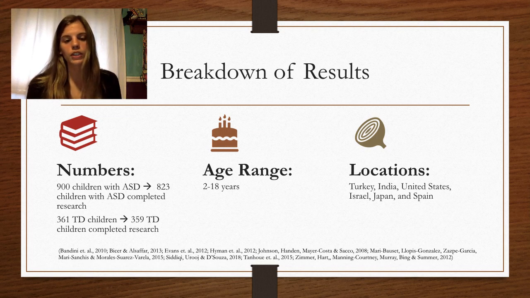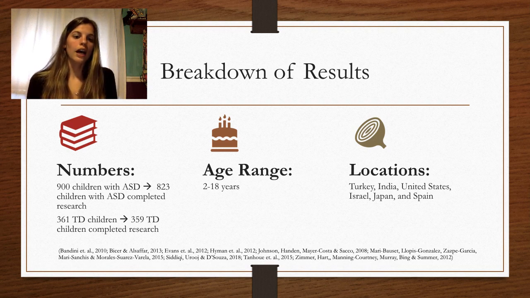The age range of participants across each article was 2 to 18 years, with many focusing on the 3 to 13-year age group. Since autism is so prevalent and occurs everywhere around the world, I felt it was important to find research from different countries in order to get a better perspective and understanding. So for this reason, I used articles from Turkey, India, United States, Israel, Japan, and Spain.